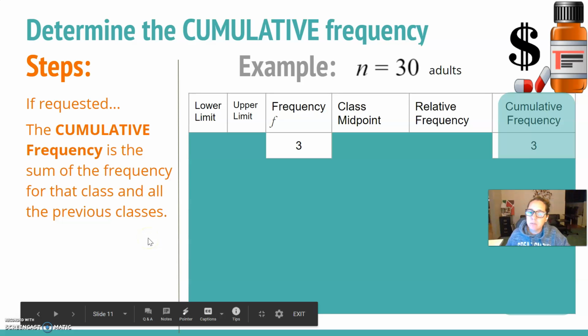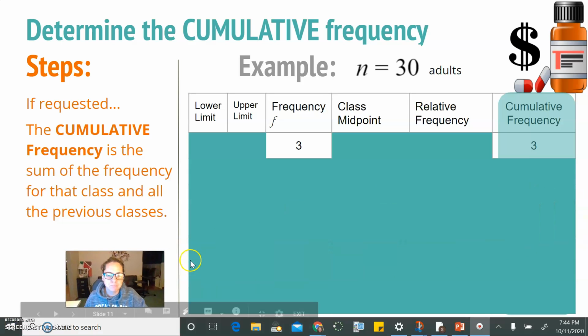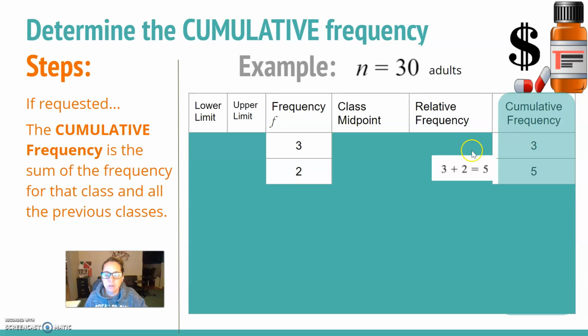So we can also find what's called the cumulative frequency. Cumulative means as you add them up. So in this case, you're only going to look at the frequency and the frequency before it to figure out the next. So let me move this over here. So the first frequency is 3. The cumulative frequency of the next class, I add that old 3 plus the new 2, and I get 5.